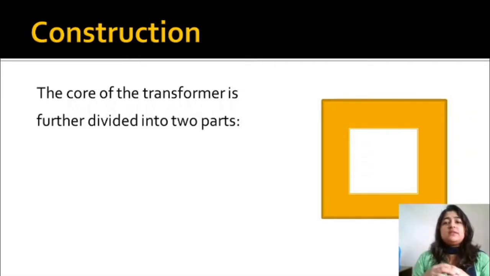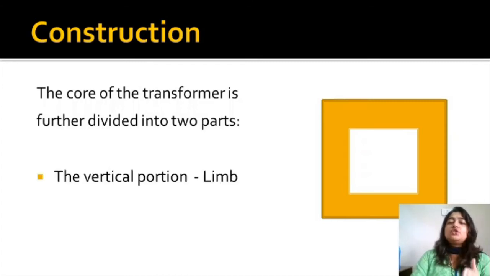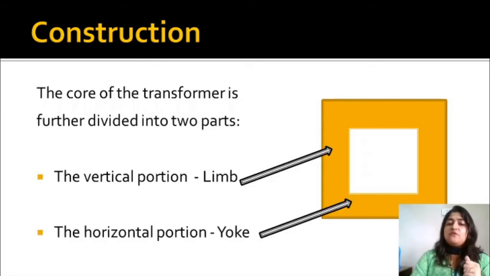One more thing you must understand when we talk about core: basically the core is further subdivided into two parts, and that is the limb, which is the vertical portion of the core, and another is the yoke, which is the horizontal portion of the core. So when we name this, we can say the winding is wound on the limb of the core, and the horizontal portion of the core is called the yoke.